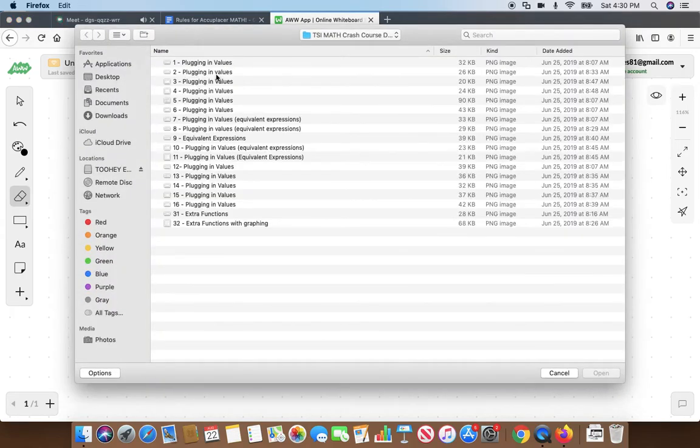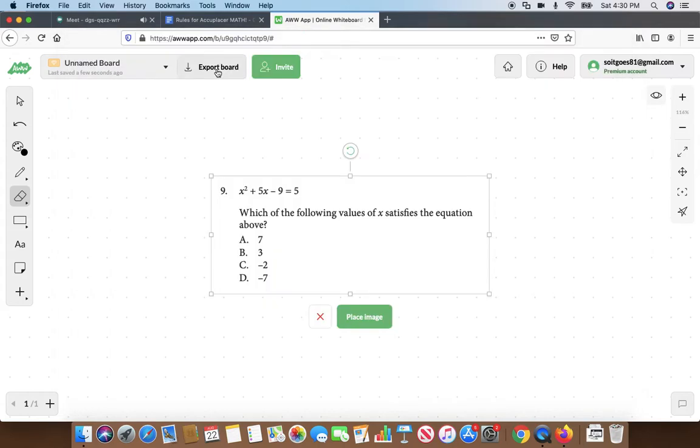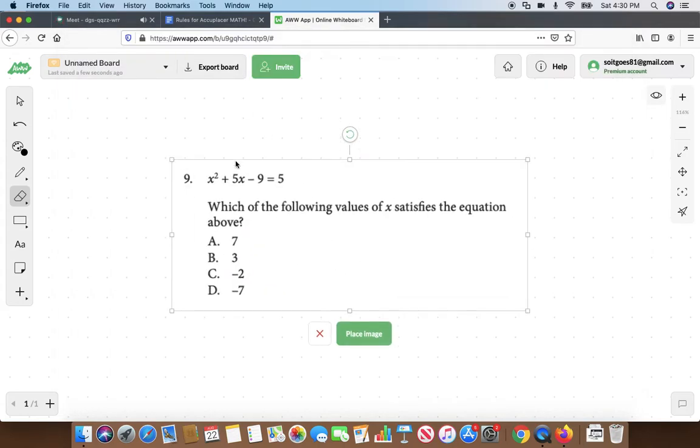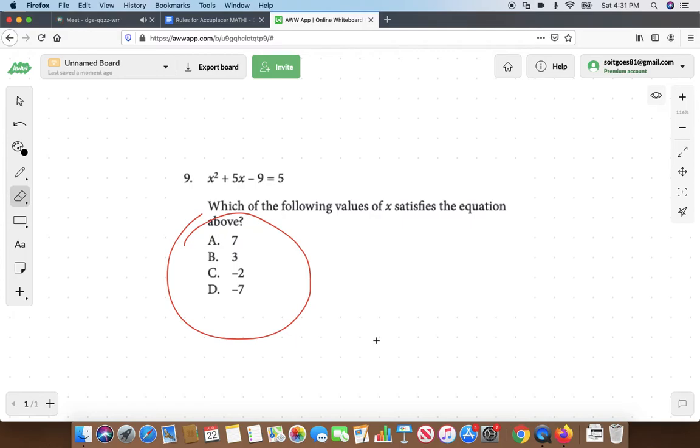All right. Let's see. The second one here. Go ahead and read question number 9 for us when you see that on the whiteboard, Keisha. X to the second plus 5x minus 9 equals 5. Which of the following values of x satisfies the equation above? Okay. What are we solving for here, Keisha? Let's make that really clear. Not which of the following equations, right? Which of the following values. I know that's what you meant. We've got 4 answer choices here that are all potential values for x.